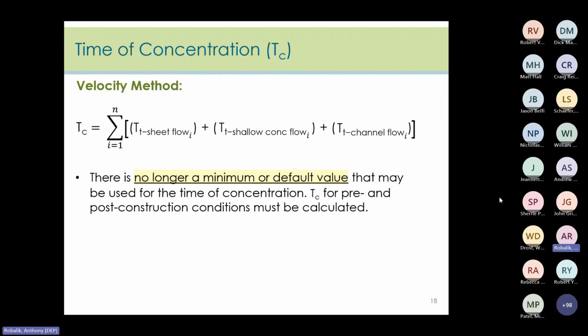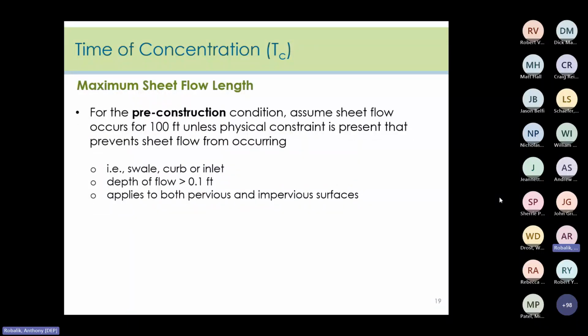Just to note, going forward, the assumed minimum value of 6 minutes previously published in Chapter 5 of our B&P manual must now be replaced by a correct calculation. Therefore, it's important to check the reported values in your reviews. If the T sub C is calculated incorrectly, it could potentially impact the neighboring land, the infrastructure, or even a local waterway.